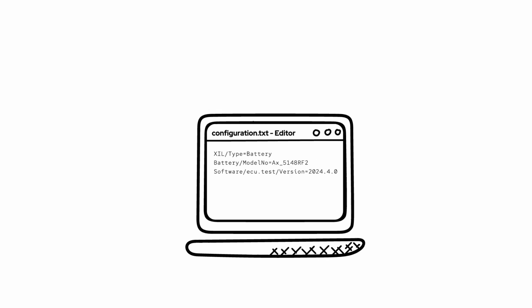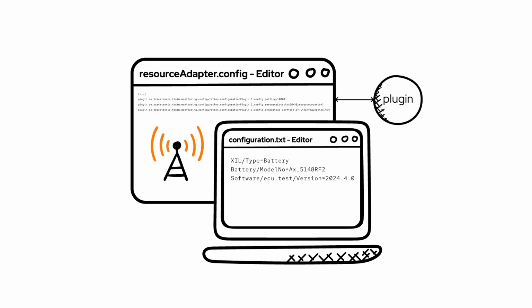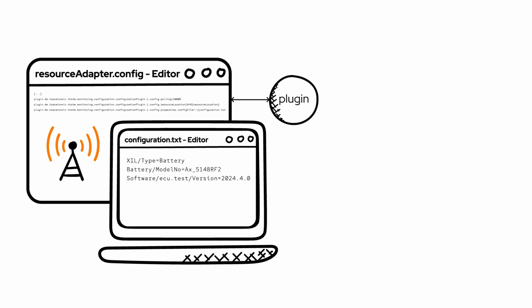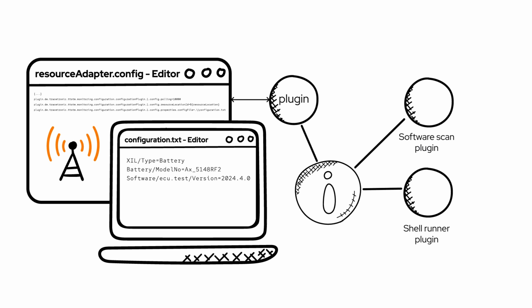The test resource configurations can be specified via the test.guide resource adapter, for example with the resource adapter configuration plugin. There you can specify a separate file which contains the configuration triples. There are also other plugins that can contribute to the resource configuration, for example the software scan plugin or the shell runner plugin. It is completely up to the user to decide which information he wants to provide as a configuration and which plugins he wants to use for this. Just have a look into the resource adapter example config for more information.